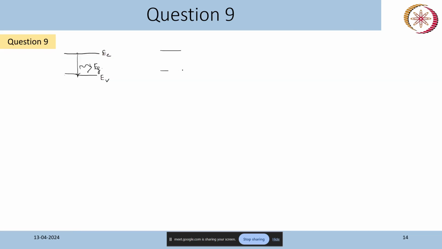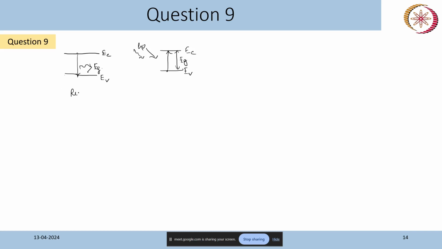Suppose this is a material, this is EC, this is EV, and some light is incident on this material. So this is a photon, h nu. It has a certain energy, and if this energy is equal to or larger than the band gap of the material, then this photon will excite an electron from the valence band to the conduction band. So this is the generation process.